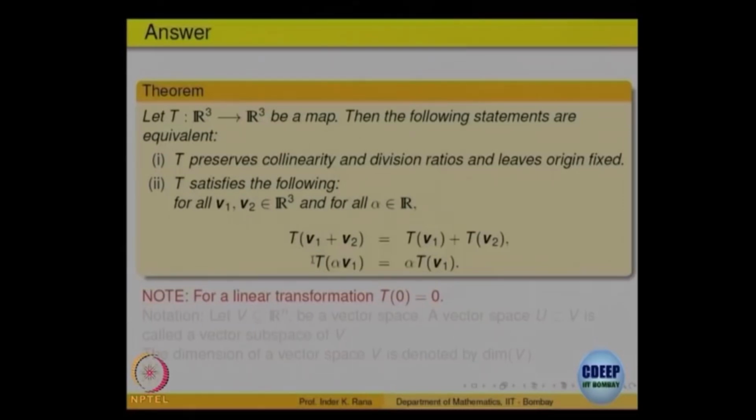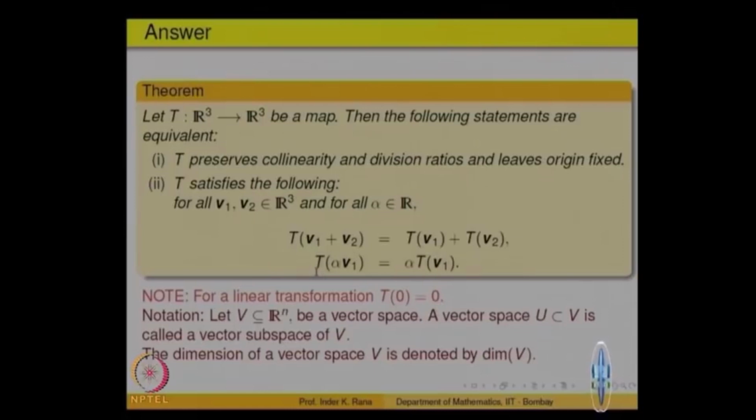We started with geometry, namely what are the maps which preserve collinearity, division ratios and leave origin fixed. This is the algebraic way of saying the same thing, an equivalent way of saying. So, this motivates the study of maps from vector spaces to vector spaces which have these two properties.